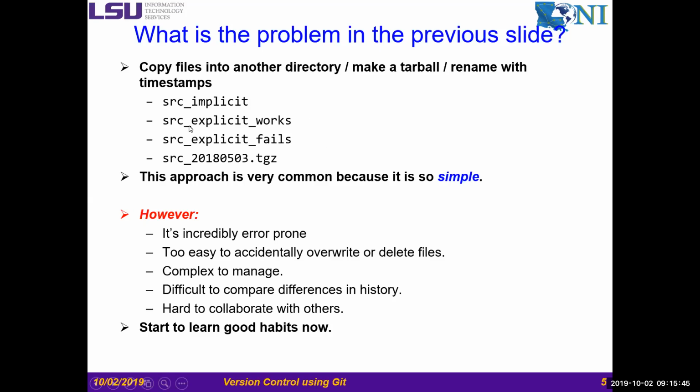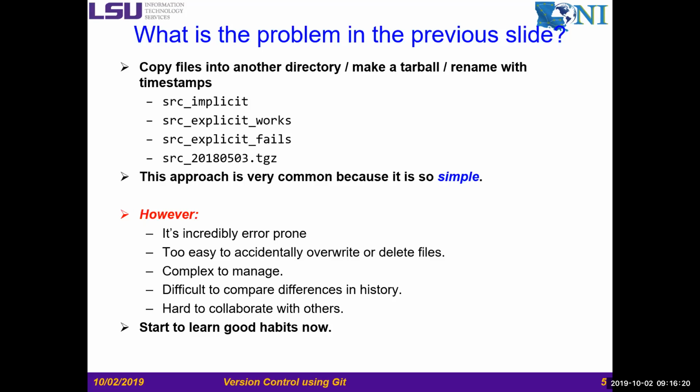Implicit, explicit, works, fails and TGZ is something you will see, but it is a very bad habit. It's very simple to use. Everybody knows the way, make a copy and rename it. But let's look at its downside. It's incredibly error prone. It's so easy to make mistakes. It's very difficult to manage. You need to have a super powerful brain to be able to manage so many names.